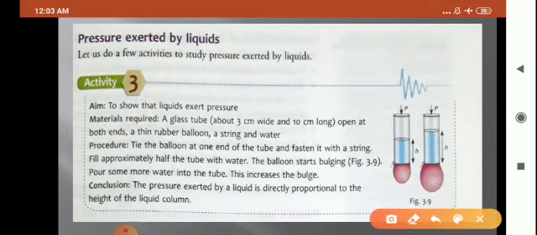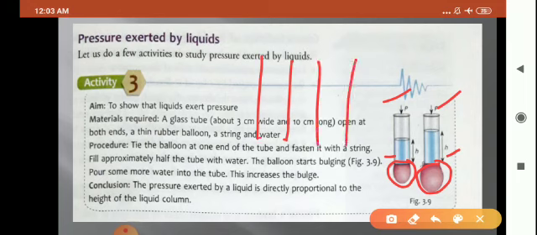You can see that we have taken two glass tubes and the bottom of the glass tubes are open, and that part is tied with thin balloons. Suppose these are two glass tubes and at the bottom we have tied two balloons. Now we are going to pour water in both the glass tubes. Suppose initially, children, we are pouring water at the same level in both the glass tubes.